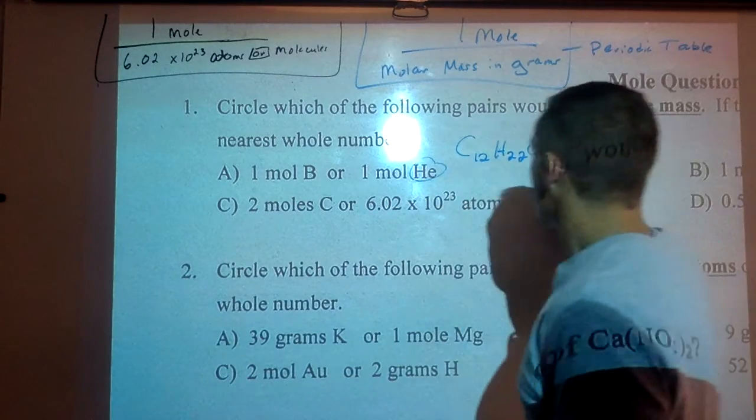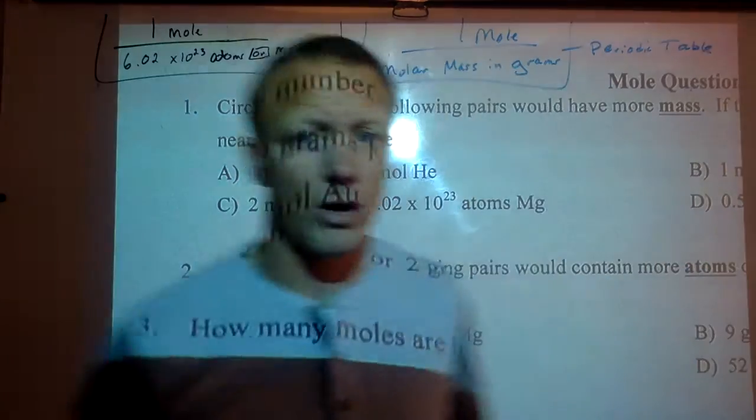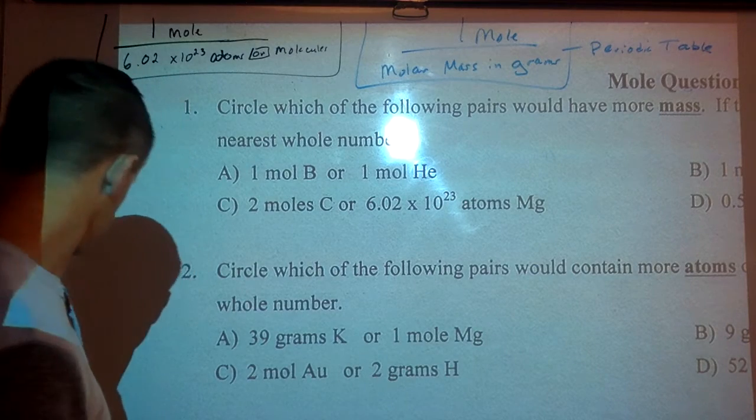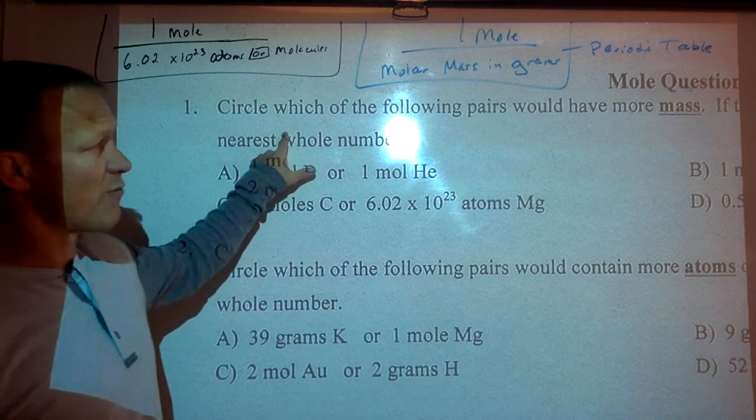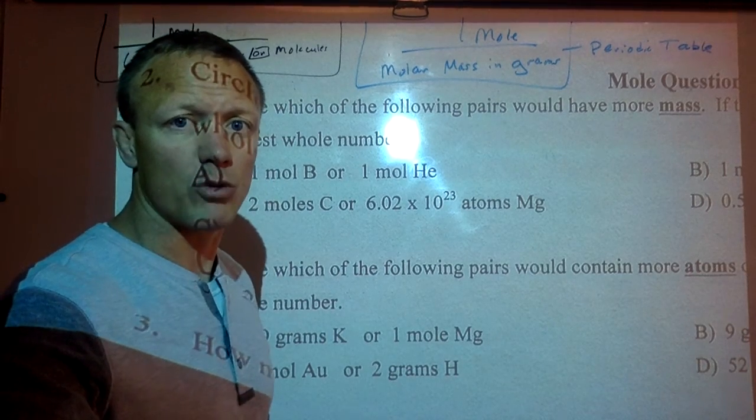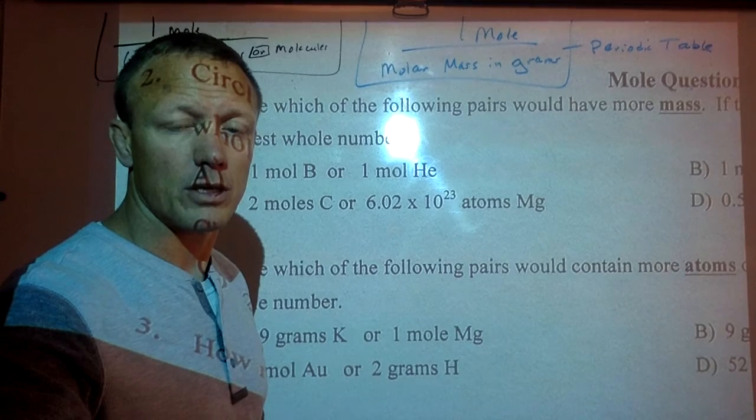First thing, I want to know which of the following would have more mass. So out of these two, which has more mass? In other words, which has more grams?